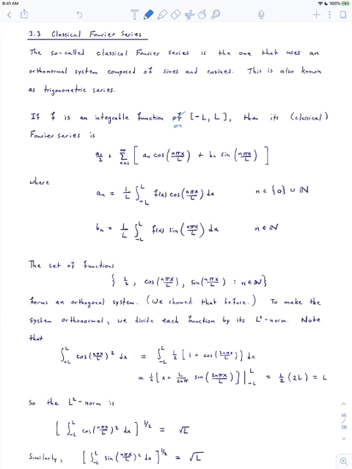When you integrate f against the cosine, the idea is that if f has this Fourier series, then when you integrate against cosine of n pi x over L, the integral will cancel for all of these sine terms and all of the cosine terms except for one, because these sines and cosines form an orthogonal system.